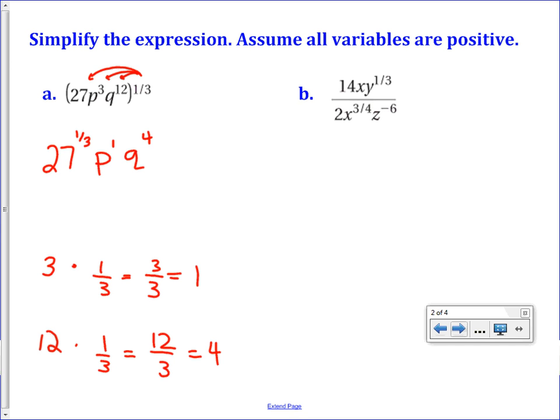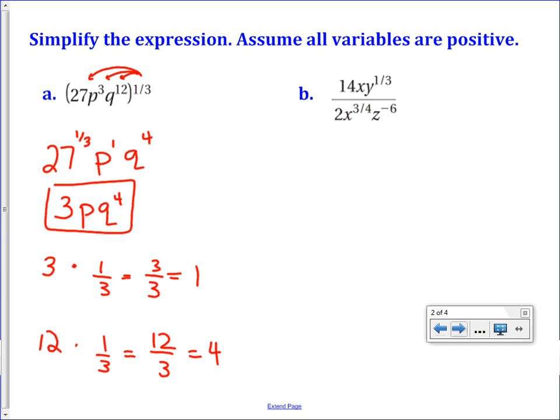Then I just want to simplify this answer. So 27 to the 1/3, we're looking for the number that multiplies by itself 3 times to make 27. So 3. P with the 1 is just a single p. We don't need to write the 1. And then q to the 4th. And that is as simple as this one gets.